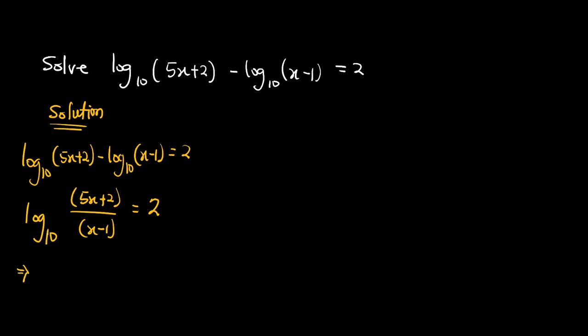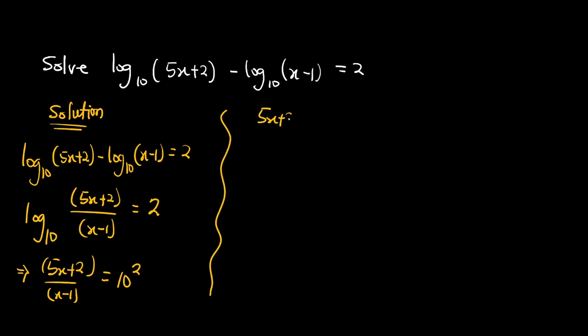So from here, to get rid of the logarithm, the base 10 will now come and be raised. We'll raise the 2 as its power. So we'll have 5x plus 2 over x minus 1, and this will be equal to 10 raised to the power 2. And that will therefore give us 5x plus 2 over x minus 1, and this will be equal to 10 raised to the power 2 will give us 100. So the 100 has 1 as its denominator.